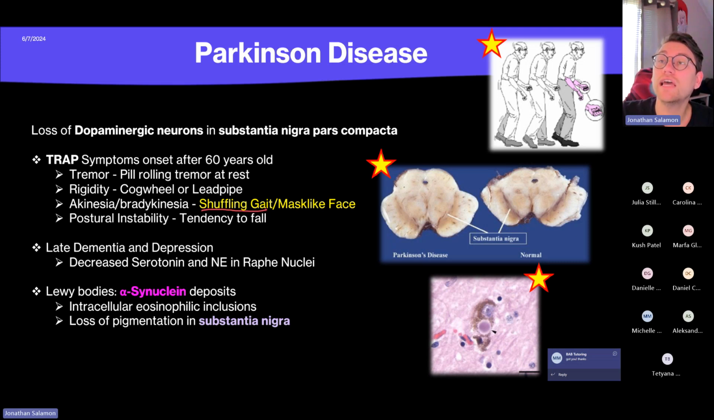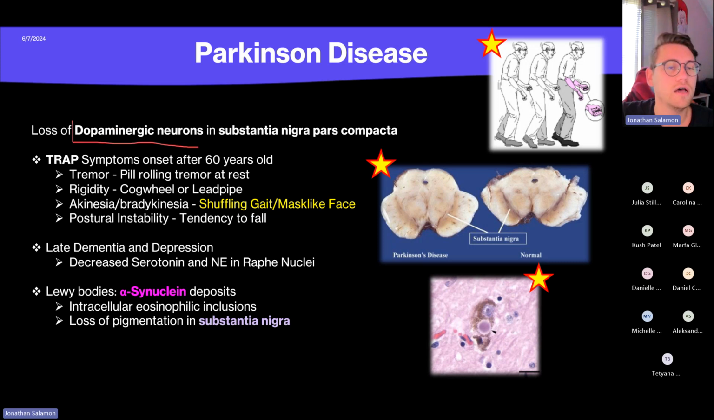And the reason they have the shuffling gait is so they don't trip, because the deficiency in dopamine causes a foot drop. And if they lift their feet all the way up off the ground, they'll trip over their own toes. You should know all the other things, obviously.